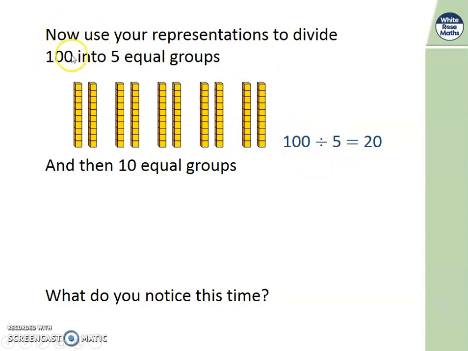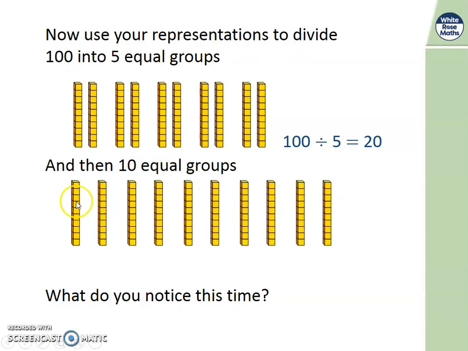What about if I take my 100 and divide it into 10 equal groups? Each one of those is now split into its own separate group, and there are 10 of those groups. How many in each one? Just 10. 1 ten in each group. We can record that as 100 divided into 10 equal groups equals 10 in each group. What do you notice this time?